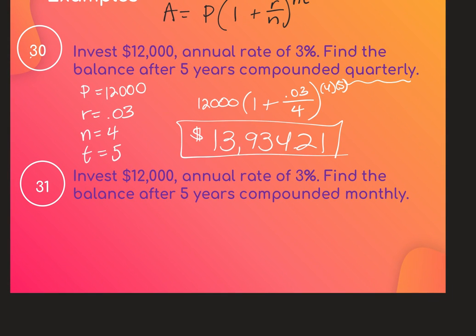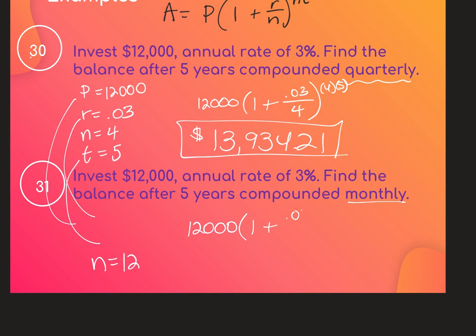Invest $12,000, annual rate of 3%, find the balance after 5 years, but this time it's compounded monthly. So everything is the same here except what's my N? Good. So it'd be 12,000 times 1 plus 0.03 over 4, nope, over 12, to the 12 times 5. $13,939.40. Again, rounding to the nearest cent because it's money.